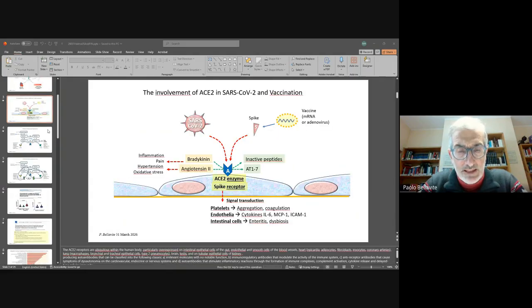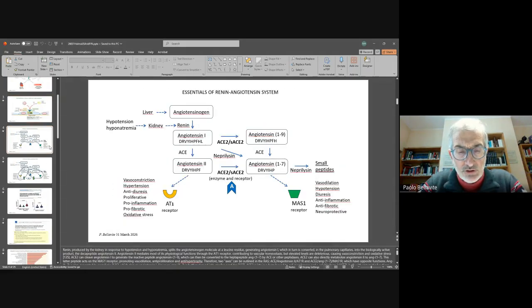ACE2 can cleave angiotensin 2 to generate inactive peptides and angiotensin 1-7, which has a receptor, MAS1, which mediates vasodilation, hypotension, diuresis. Next, please.